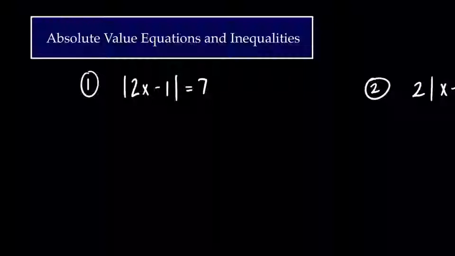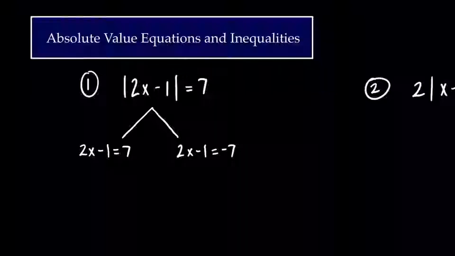So all we're going to do is make two cases. Sometimes I will draw an arrow here. The first case is that the thing inside the absolute value, the something, if you will, is equal to 7. The other case is that the thing inside the absolute value, 2x minus 1, equals -7. And that's about it.